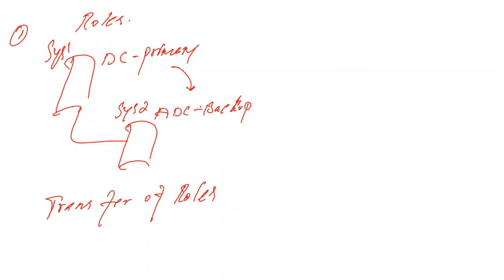Once you transfer all the roles from DC to ADC, now your ADC will act as a DC, that is the primary server, and your system 1 DC will now act as an ADC, that is the backup server, right? So now system 2 is acting as DC and system 1 is acting as ADC. Now tell me, after transferring the roles, which machine is the DC? System 2 is the DC and system 1 is the ADC. So can you shut down the ADC machine? Yes, I can shut down this ADC machine.